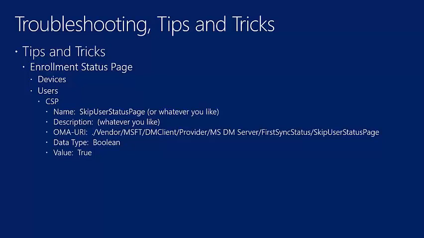So one of the ways that you can work with this and still enable the enrollment status page is to use this configuration service provider. This is not exposed in the Intune UI, so you will have to use the custom setting whenever you create a policy. And here's just a suggested way to set it up. So you want to name the policy, skip user status page, you can do whatever you like if you don't like that name, a description if you like, and then the OMA-URI is right here. This is case sensitive, so always be aware of that. Boolean, and set it to true so that the user portion of the status page actually gets bypassed. That would help you avoid the timeout scenarios and such.